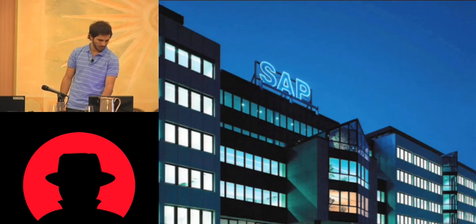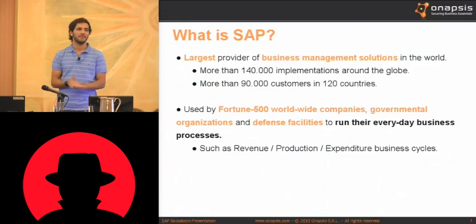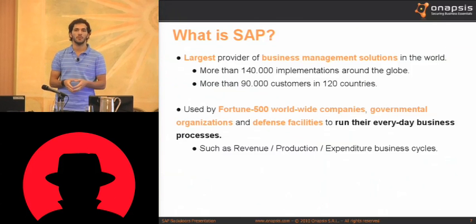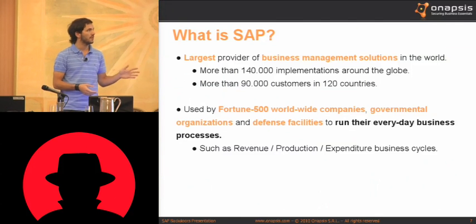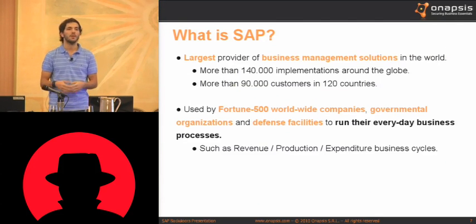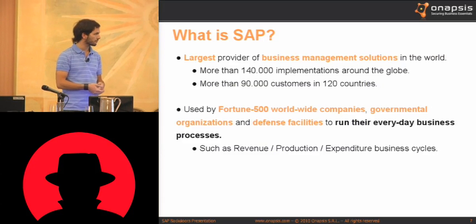So, what is SAP? SAP is, as you have many hands up, actually the largest provider of business solutions in the world. SAP has more than 140,000 implementations around the globe, actually more than 90,000 customers. More than 90,000 companies in the world are currently using SAP systems.